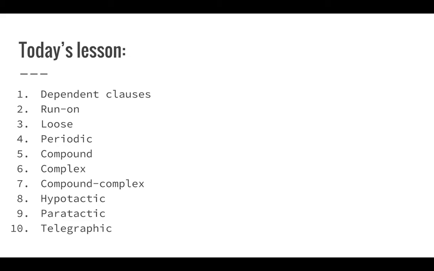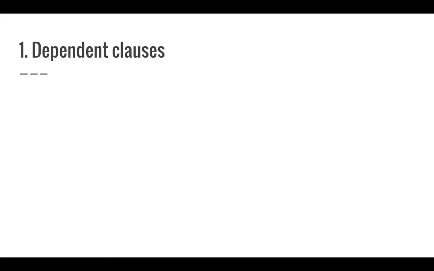First we'll talk about what dependent clauses are just to make some of the other definitions make more sense. Then we'll take a look at run-on sentences, loose sentences, periodic sentences, compound, complex, and compound-complex sentences, hypotactic, paratactic, and telegraphic sentences, all with some examples and definitions.